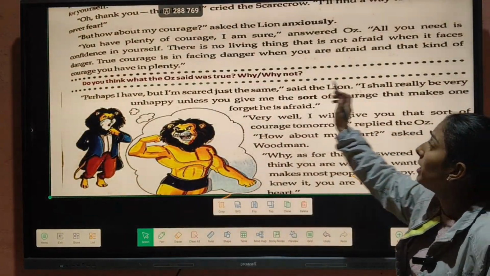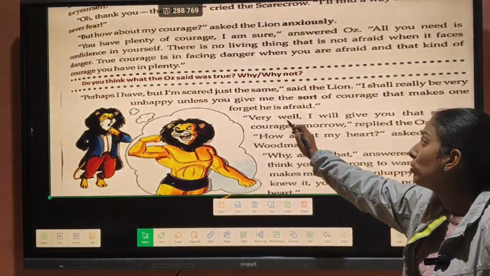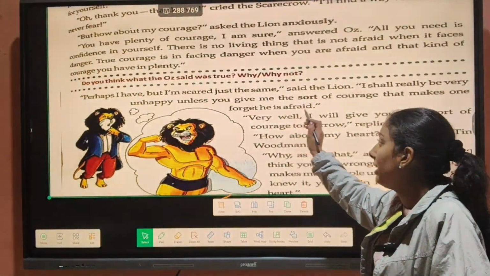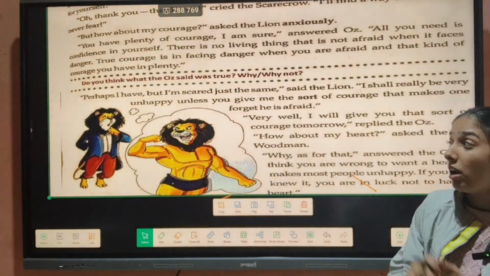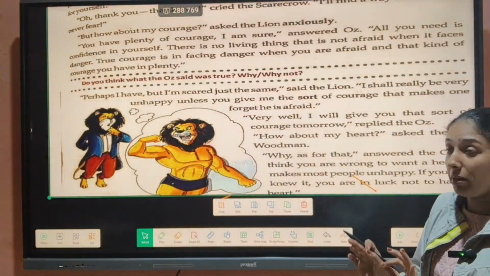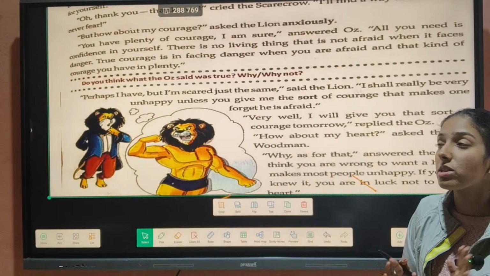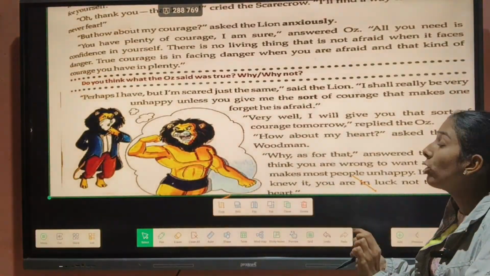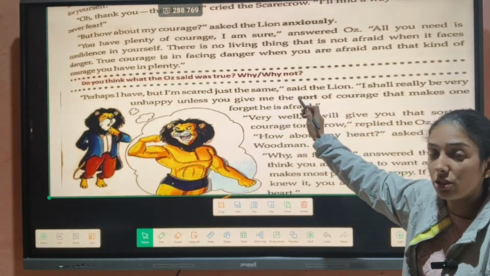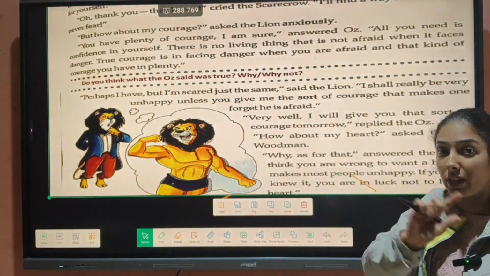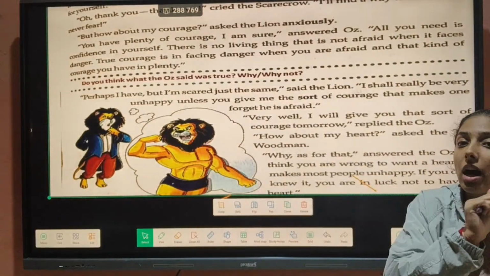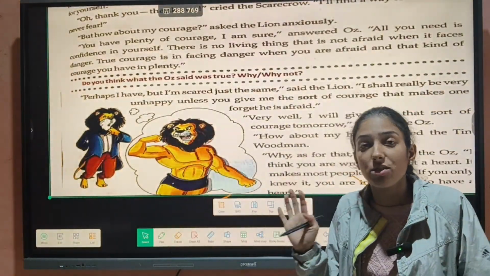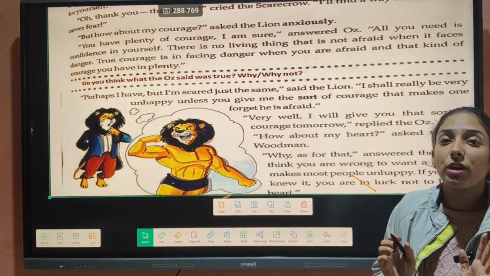"I shall really be very unhappy unless you give me the sort of courage that makes one forget he is afraid." Now the line is saying that maybe whatever you are saying is correct, but I want that sort of courage. Sort of means kind of, type of. I want that kind of courage that makes someone forget that he is afraid. That kind of courage I need.